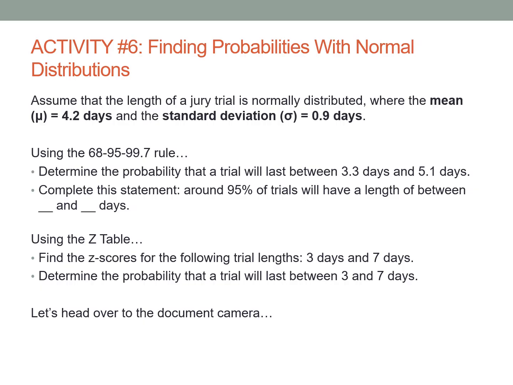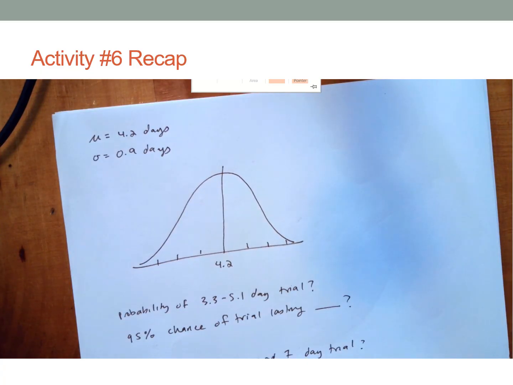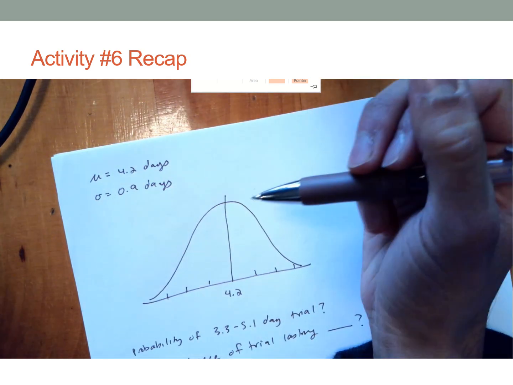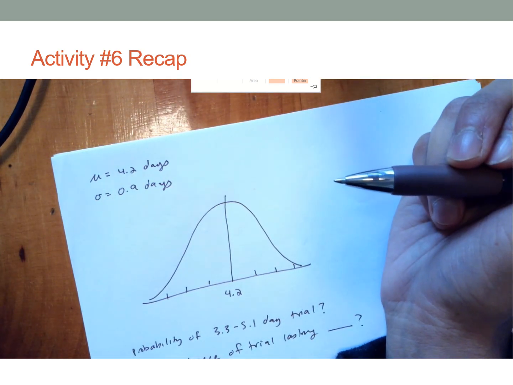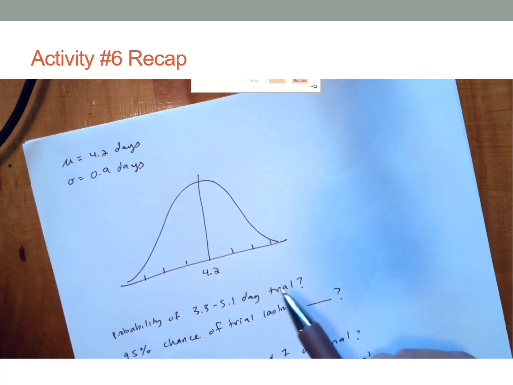In last week's activity, you were asked to use a probability distribution to find the probabilities of different outcomes and to answer some questions. We'll answer these questions on the document camera. So for our activity 6 setup here, we know a couple things. We know that our jury trials have an average of 4.2 days, a standard deviation of 0.9 days, and a normal distribution. So we can draw the probability distribution for the length of a jury trial as looking like this.